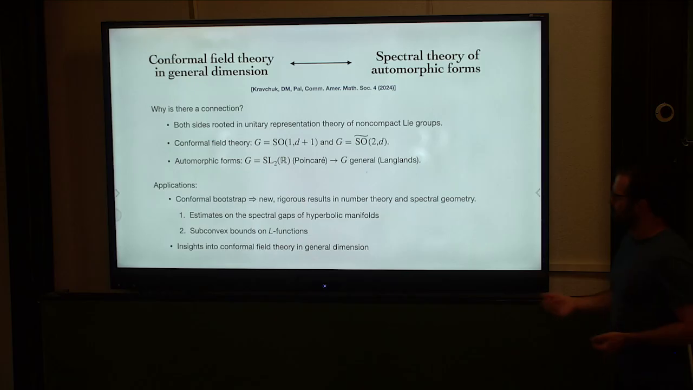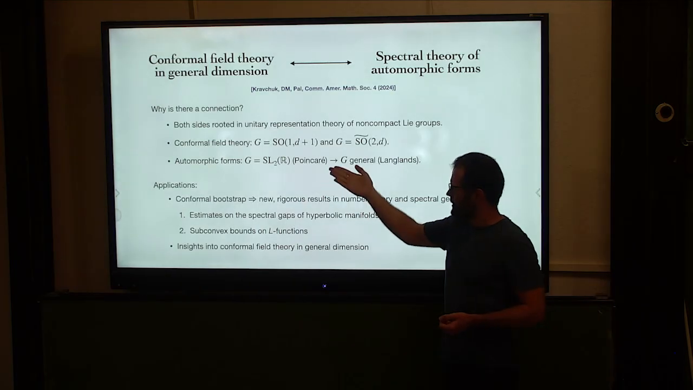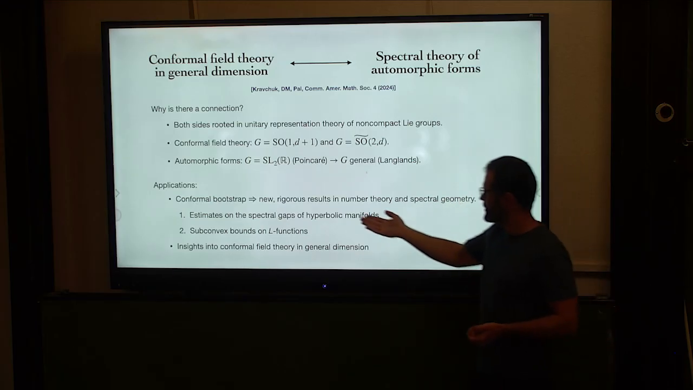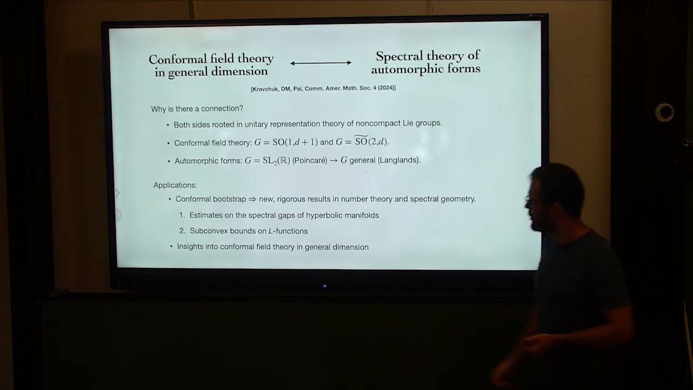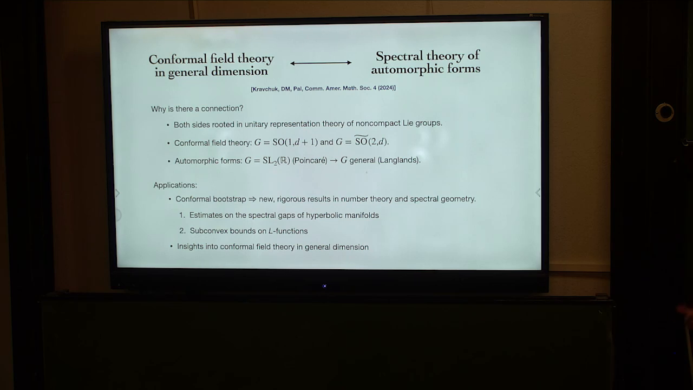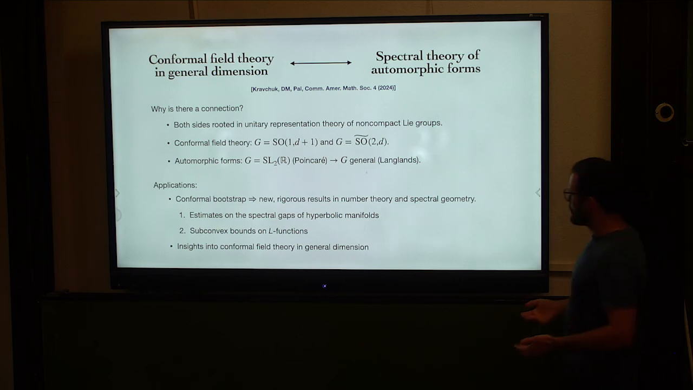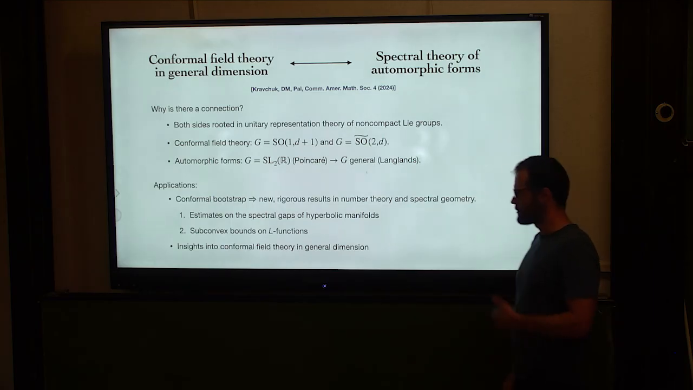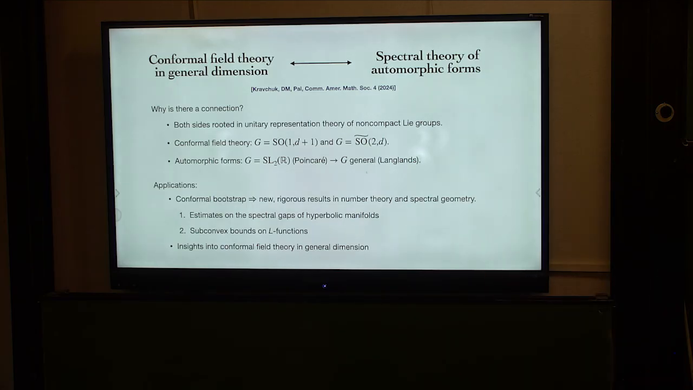And in the case of automorphic forms, the classical subject of automorphic forms is based on the group SL(2,R), so this was work of Poincaré for automorphic forms on the upper half plane. But then more recently, mostly due to the work of Langlands, it was realized that one should really consider automorphic forms over general semi-simple or general reductive groups.